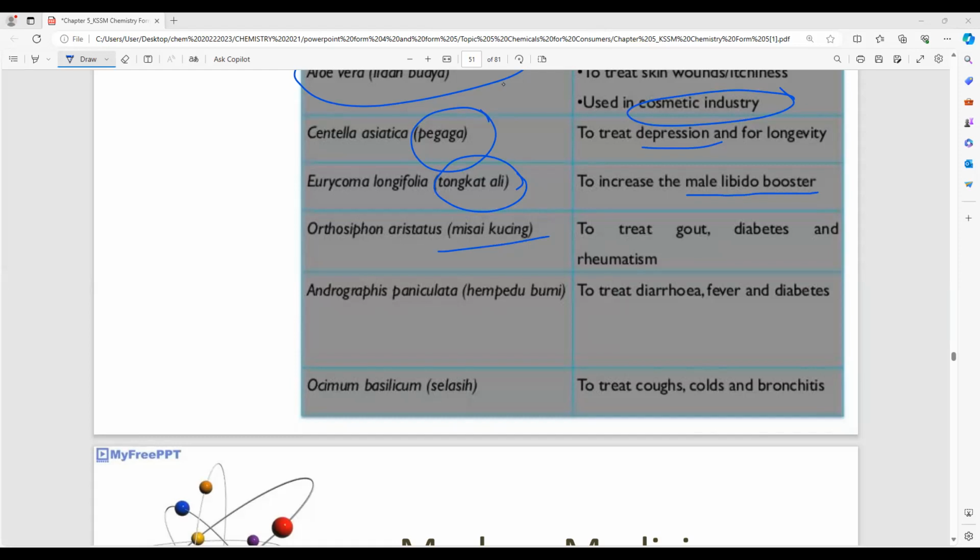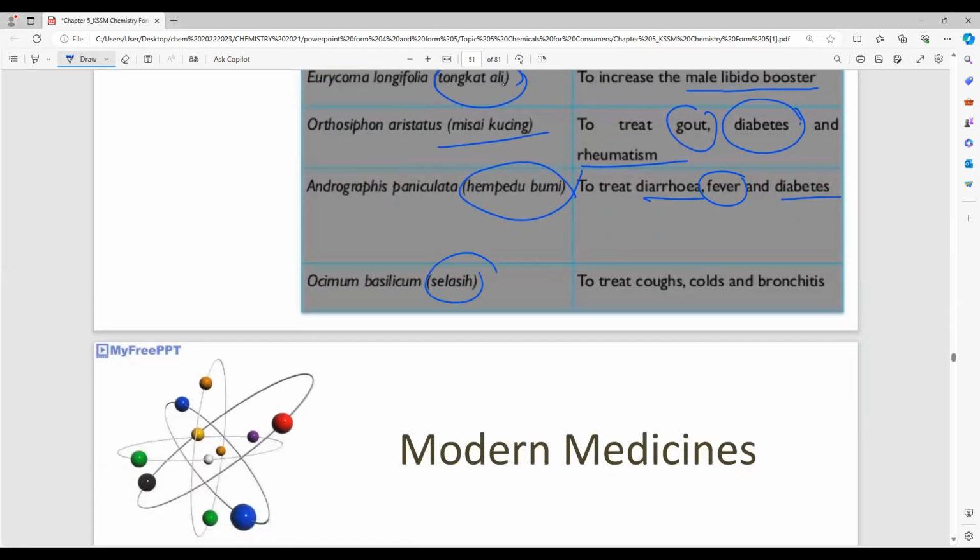Misai Kuching, you use to treat gout, diabetes, or rheumatism. Then there's hempedu bumi. I have pictures of all of this, but because I'm rushing for time, teacher will send all the slides later. Diarrhea, fever, diabetes. Okay, daun selasih. I'm sure many of the Malay children here know all these names. Cough, cold, and bronchitis.